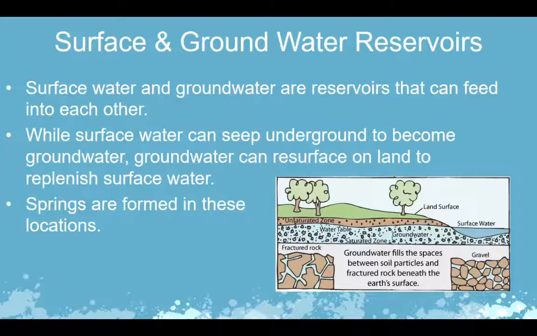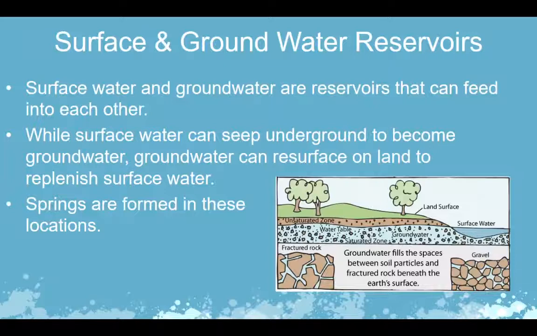Now, surface water and groundwater are connected. You can't talk about one without talking about the other because the two feed into each other. While surface water can seep underground to become groundwater, groundwater can also resurface onto land and replenish surface water. Springs are formed in these locations. So these two are directly connected.